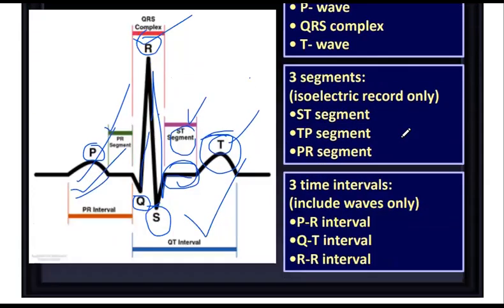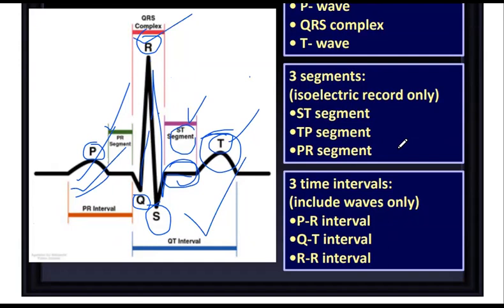Okay, so this is the basic. We have to remember this always. You have to grasp this.